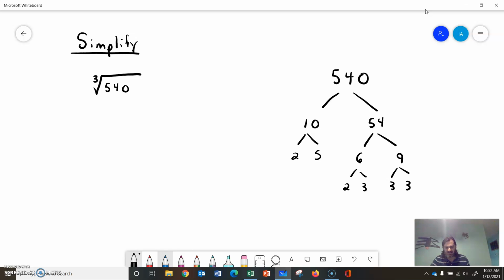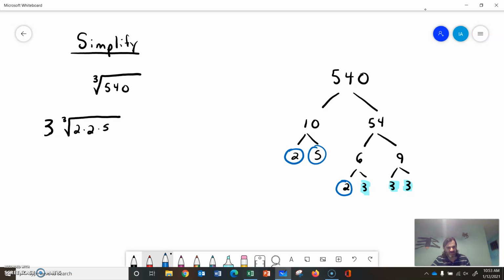So in looking at all this, I have two 2's. But when I'm doing a cube root, I need 3 like things. So there's not enough of those to come out. There are, however, 3 3's. So the 3's can come out front. They're all gone, but there's only 1 5, so there's not enough of those. So I'll have 3 cube roots of 2 times 2 times 5. That's what will be left under there.